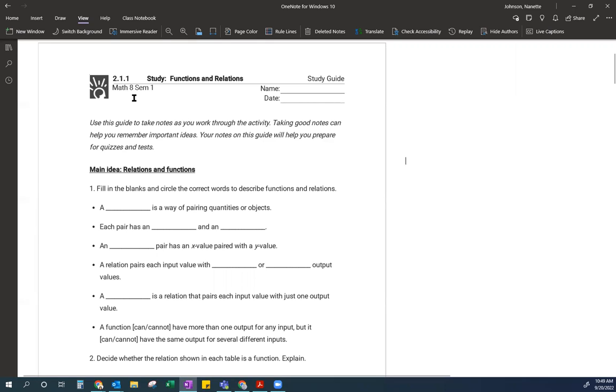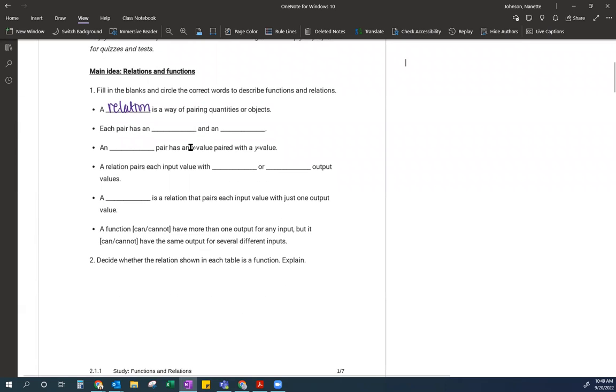Okay, so here's 2.1.1 from Math 8, and it says fill in the blanks and circle the correct words. So a relation is a way of pairing quantities or objects. Each pair has an input and an output. And an ordered pair, you've seen these before, has an X value paired with a Y value, and a relation pairs each input value with one or more output values.